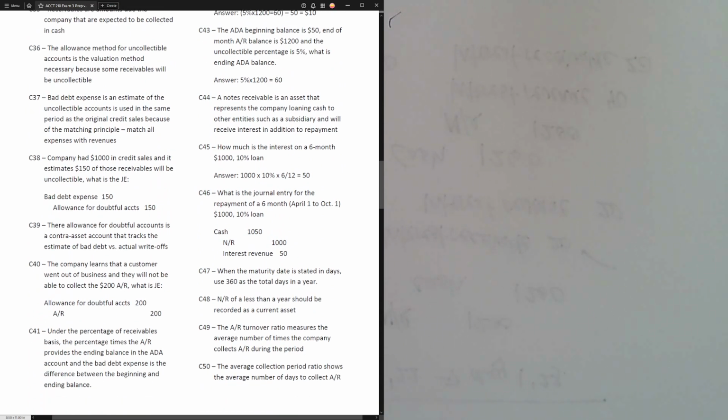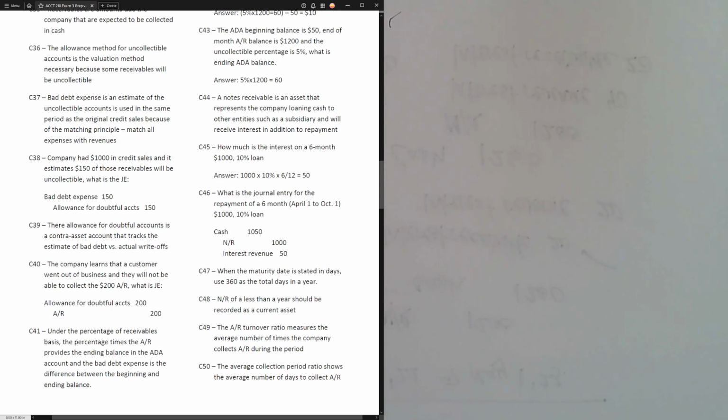So I'm going to focus on C38 and C40. Now you'll notice the one right before it is an explanation of what's going on. So C37 explains C38 and C39 explains C40. Bad debt expense is an estimate of the uncollectible accounts, used in the same period as the original credit sales because of the matching principle, match all expenses with revenues. So what happens is we had 1,000 in credit sales, and it estimates 150 of those receivables will be uncollectible.